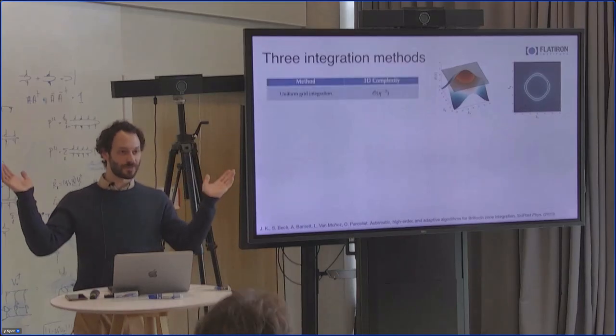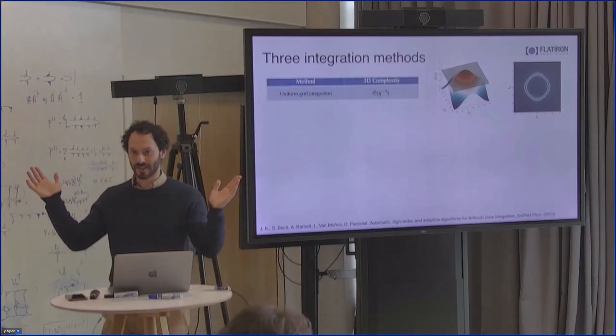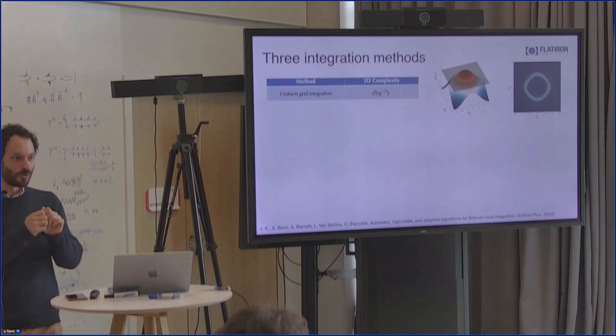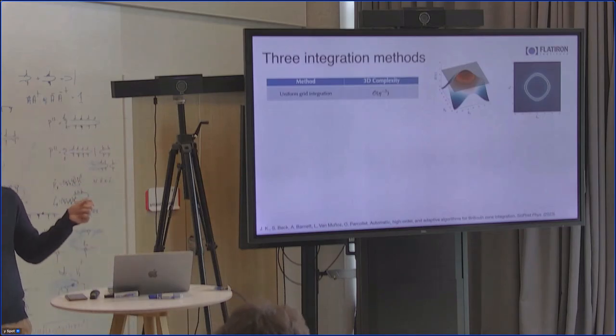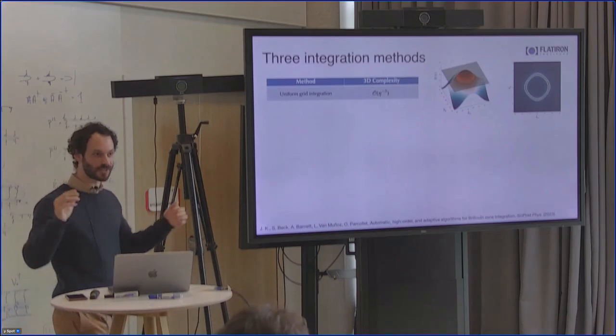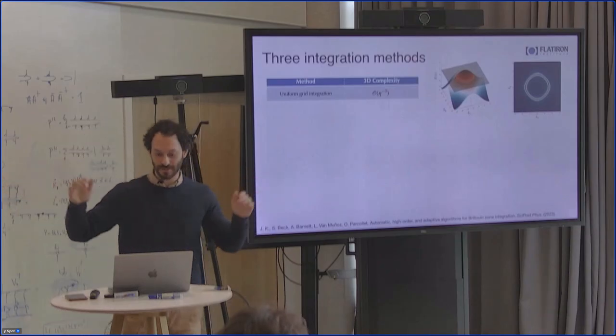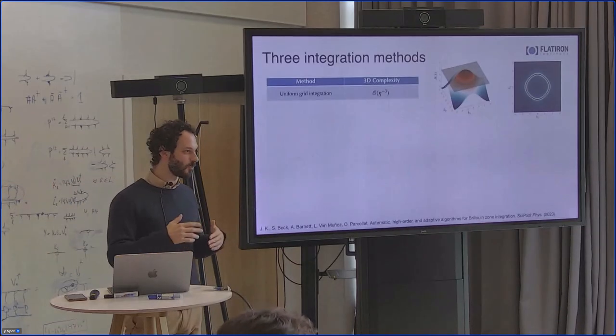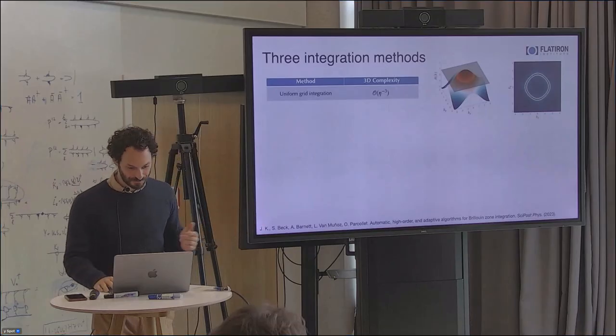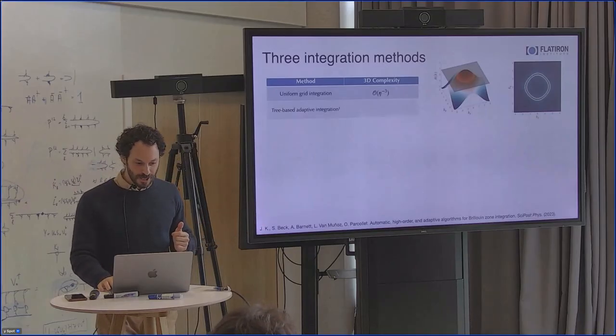So what would happen if we integrated with a uniform grid? Well, we need O of 1 over eta points per dimension to capture eta scale features on a unit scale domain. In 3D, we get 1 over eta cubed complexity. Not complicated, but bad, right? If eta is 10 to the minus 4.